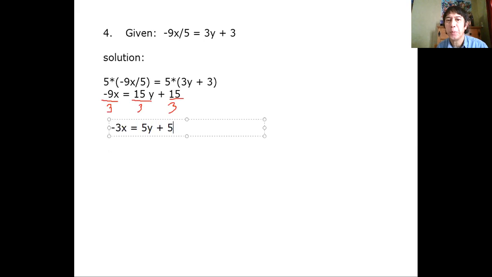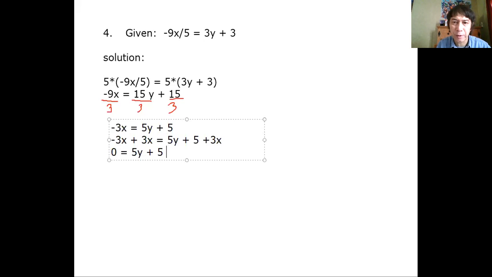So next thing to do is put the x and y terms together. So to put the 3x with the y, making it positive, we shall add 3x to both sides. So we'll have here negative 3x plus 3x. That's the left side. The right side, we have 5y plus 5. We add 3x also. There. And so we will have now the left side 0. And this is 5y plus 5 plus 3x there.